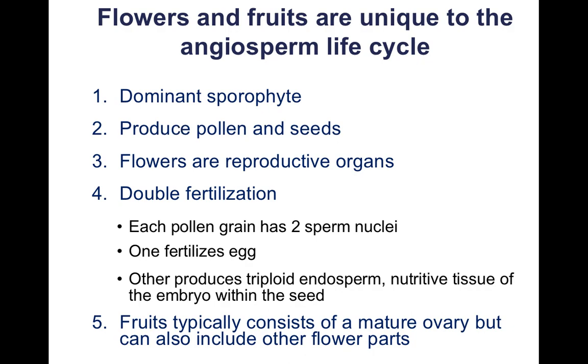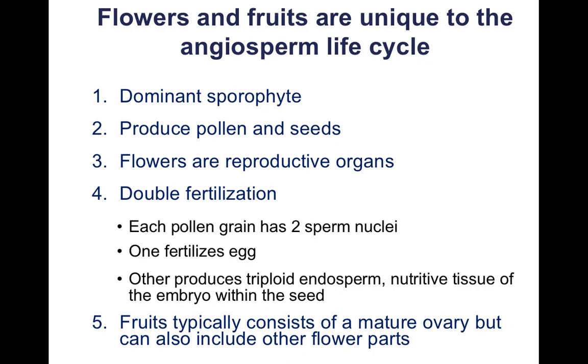Aside from the pollen grain, you're not going to be able to really see the female gametophyte unless you're looking at it under a microscope. So flowering plants are going to produce pollen and seeds. They are also going to produce flowers, which will serve as reproductive organs. And they're also going to undergo something unique. This is called double fertilization. This is only seen in angiosperms.